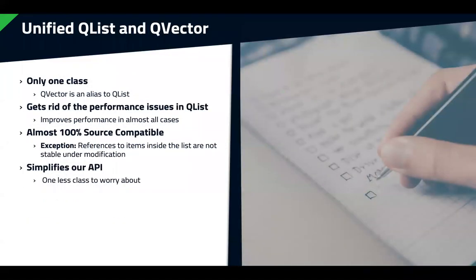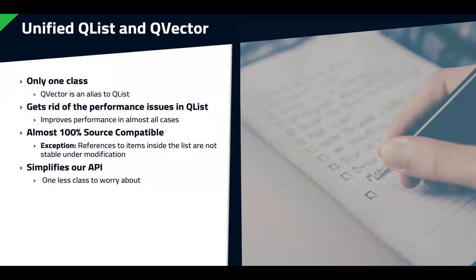We are doing, as a second step, a unification of QList and QVector. This is something that has been hanging around for a while. We had those two classes, and they have had mostly the same API, but QList being the class that we have been using all over the place in our APIs. But QList had a couple of performance issues in Qt 5, a couple of things that were a little bit unfortunate. With Qt 6, we're bringing them together.